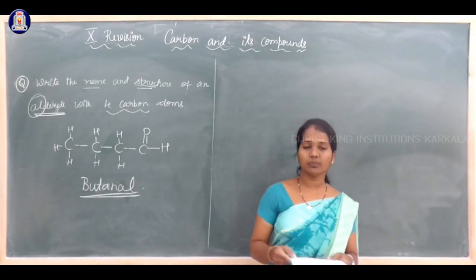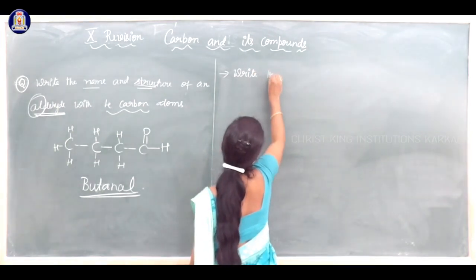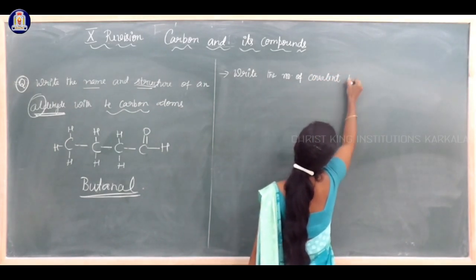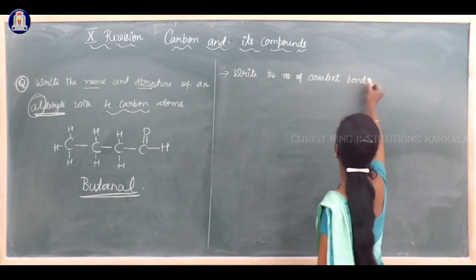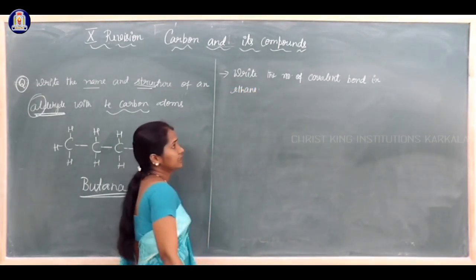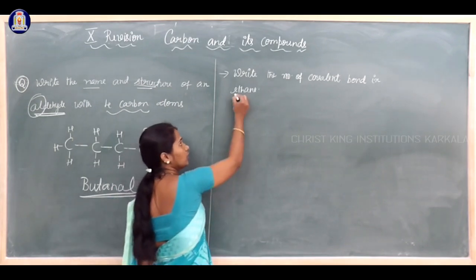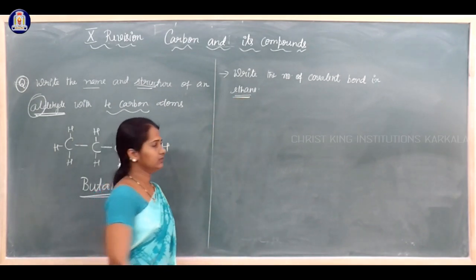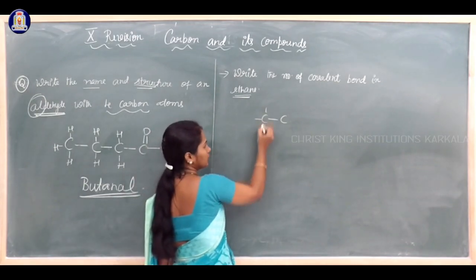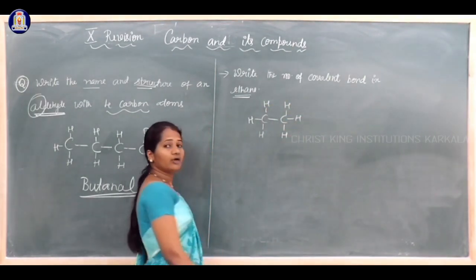Write the number of covalent bonds in ethane. This question is there in the multiple choice also: the number of covalent bonds present in ethane. To count the covalent bonds, first write the structure of ethane. There are 2 carbon atoms. This is an alkane, so all single bonds around the carbon. Carbon forms a single bond with the hydrogen. This is the structural formula of ethane.